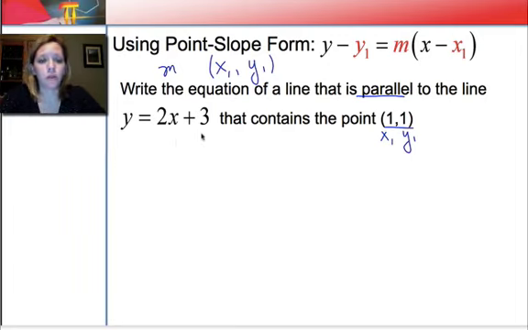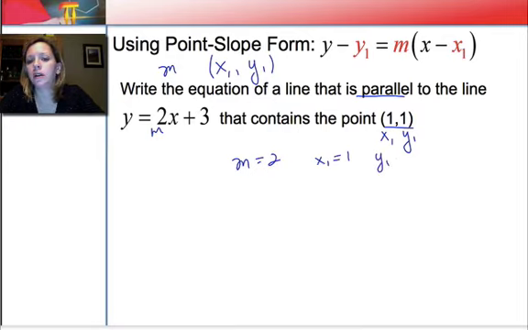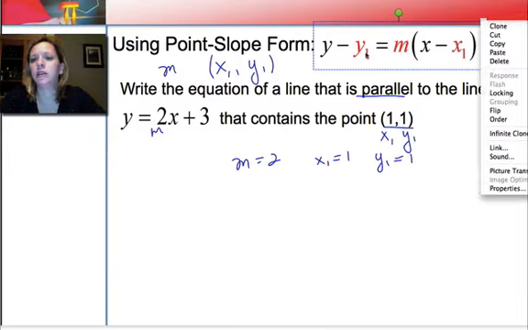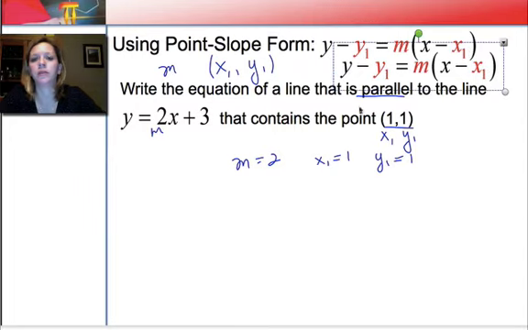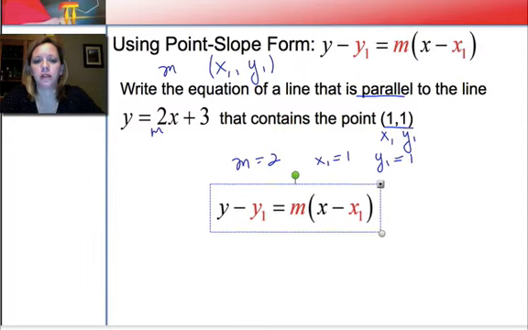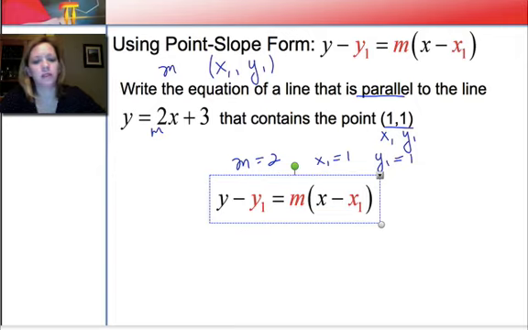And we know that 2 is the slope that I want because it's going to be parallel to the line y equals 2x plus 3. So m is equal to 2, x1 is equal to 1, and y1 is equal to 1. And I'm going to plug these things exactly into this equation right here. So let's just bring that equation right down, and we'll plug those things in.